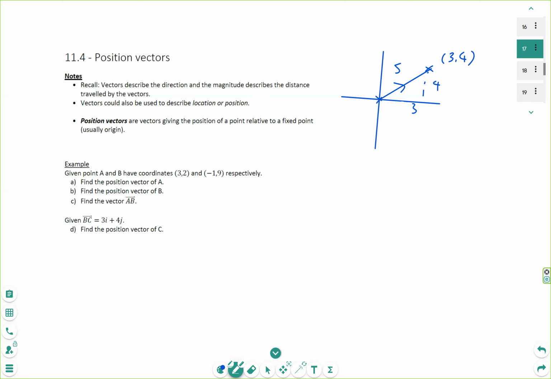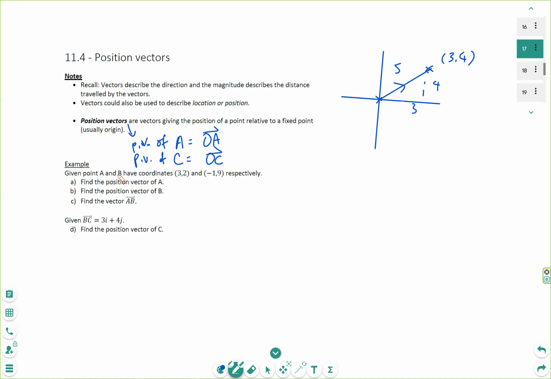So learn this. The position vector of A, PV of A, is the vector OA. The position vector of C is OC. So whenever you are told the position vector of something, it means O to the point. So OA, OC as a vector. You can rewrite the position vector of a point as O something.